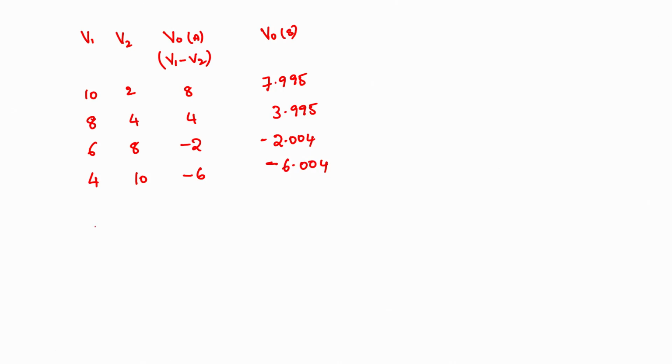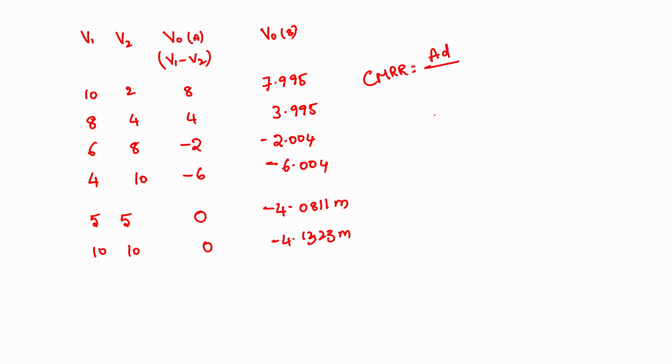We have also done other experiments when both inputs are the same, which are nothing but common mode signals. Actually, the output should be 0, but we are not getting 0. We are getting some value of 0.811 milli, and it is almost the same even when I take a different voltage value of 10 and 10, which gives minus 4.1323 milli. Now if I want to calculate CMRR, first I should know the calculation of differential gain, then I have to calculate common mode gain.